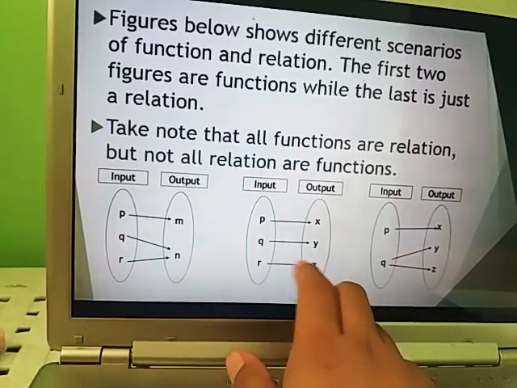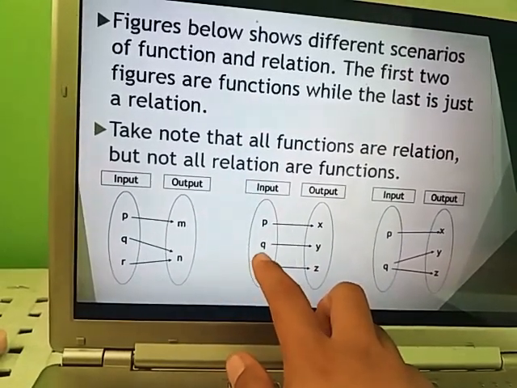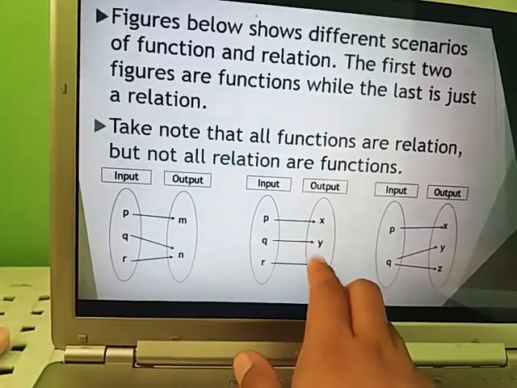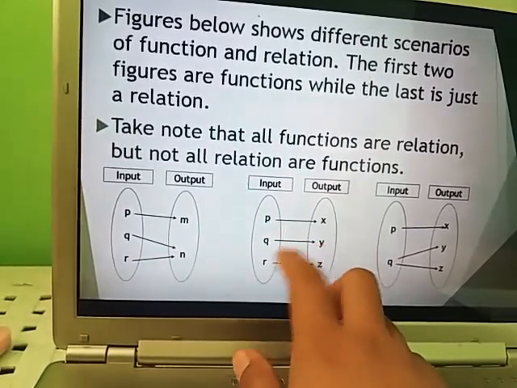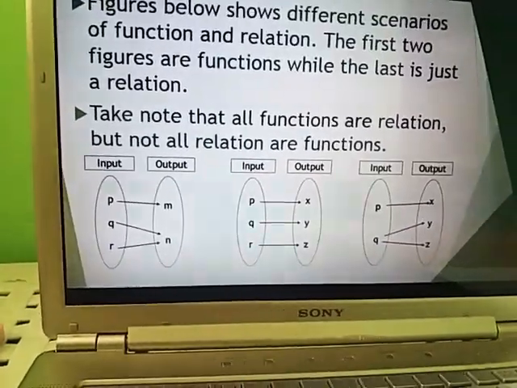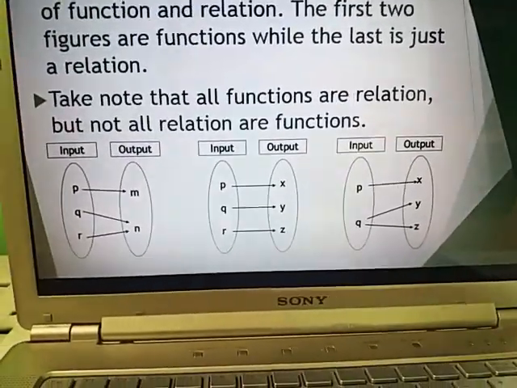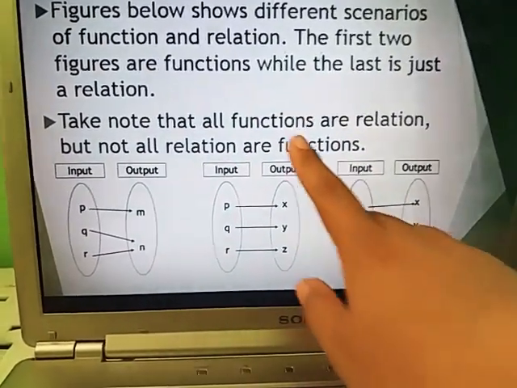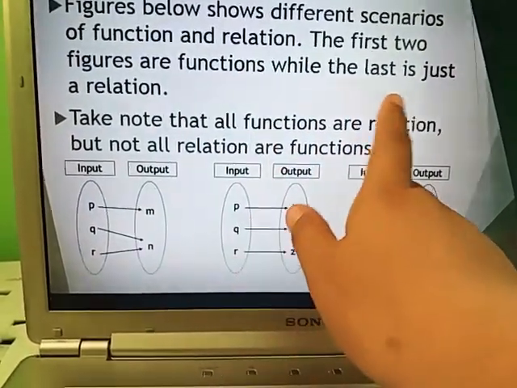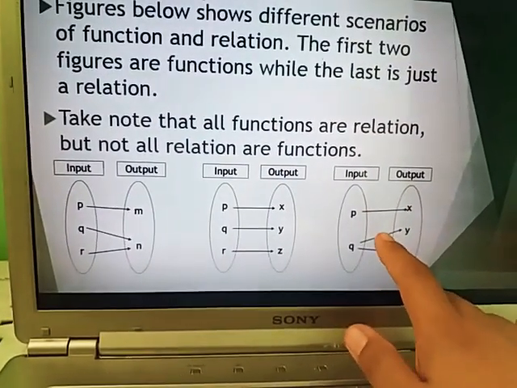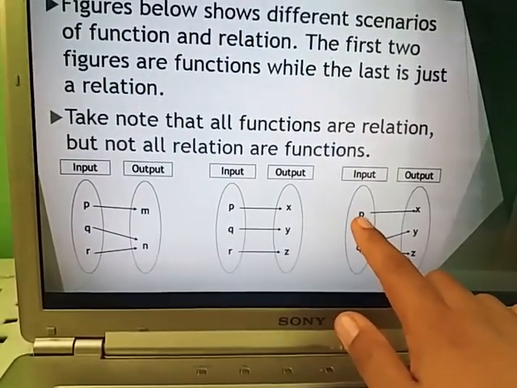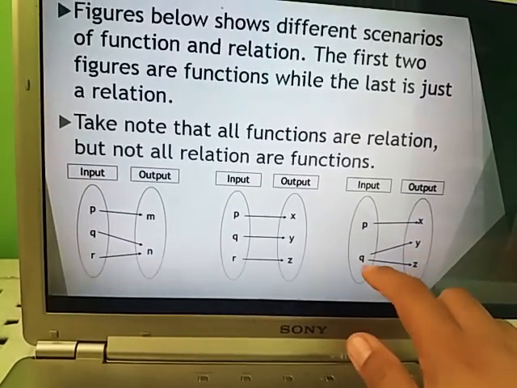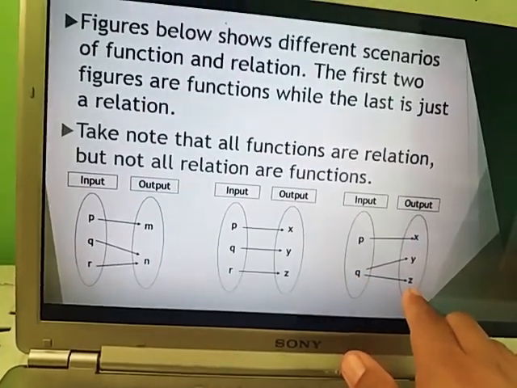They have different input with unique output. So, 1-to-1 correspondence. Ito na yon. While this one, the third one, the last one, which is said not to be a function, okay? Not a function. This is just a relation, okay? We have P to X and Q to Y, Q to Z, okay?